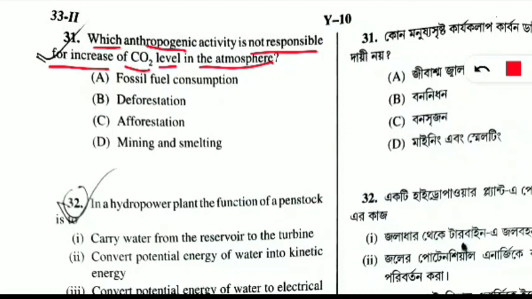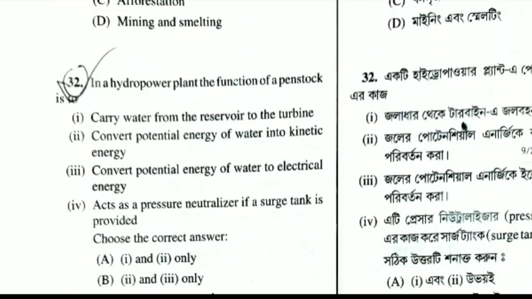So here the correct option will be option C. Yes, afforestation means that we have to develop the forest, we have to grow the forest. It is the opposite of deforestation, that means the cutting of forest. So by deforestation, by fossil fuel consumption and mining and smelting activity, we are responsible for increasing carbon dioxide level in the atmosphere. But afforestation will help to decrease the carbon dioxide level in the atmosphere. Let's move to the next question, question 32.